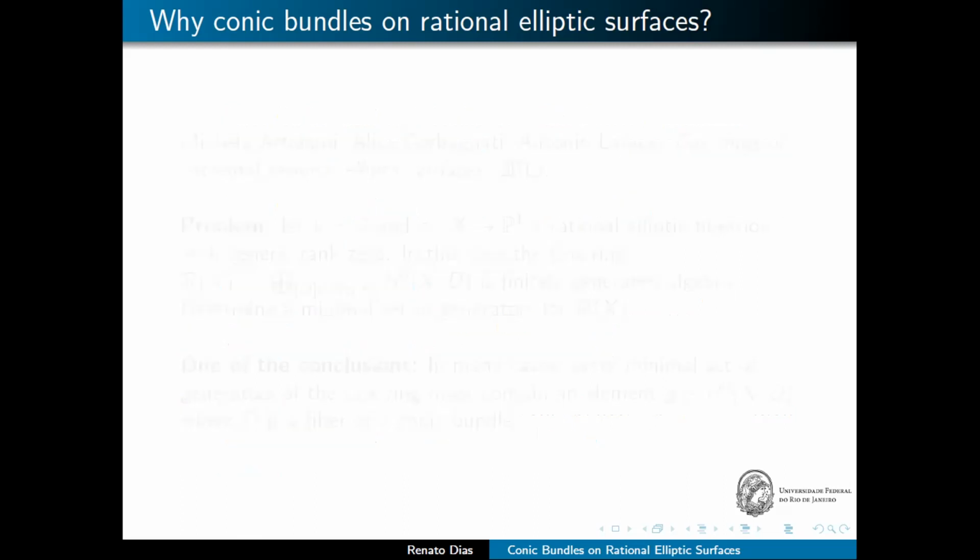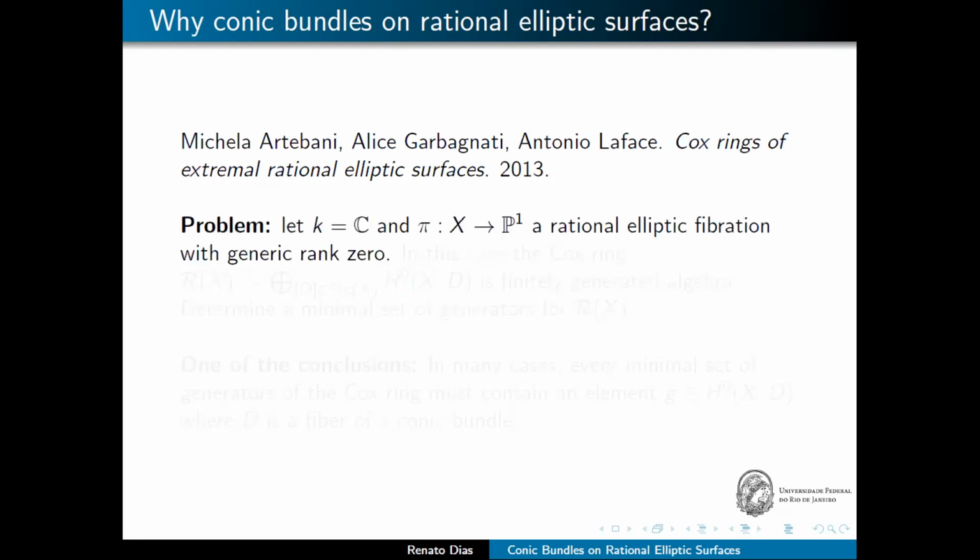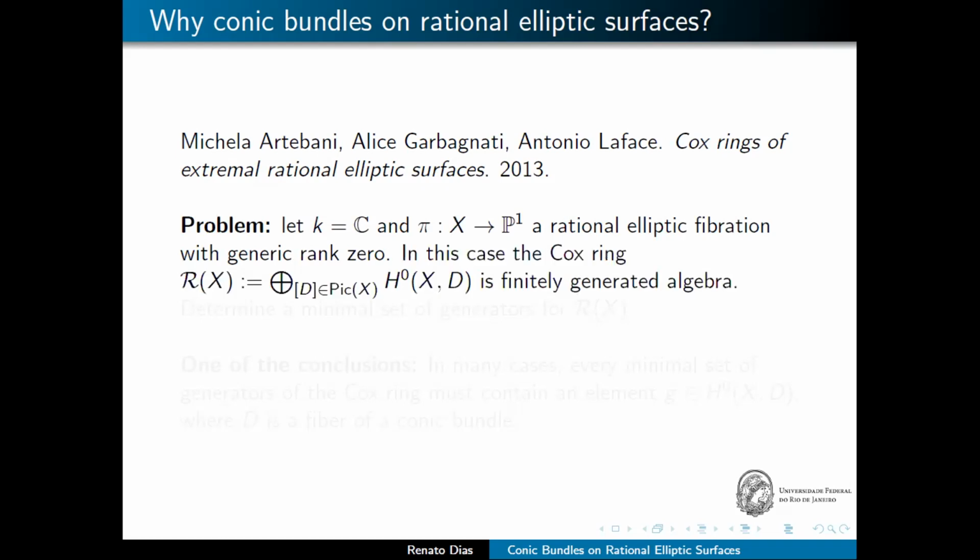And there's also another article which was important for me, by Michela Artebani, Alice Garbagnati, and Antonio Laface, about Cox rings of extremal rational elliptic surfaces. So the problem is, here K is C, the complex numbers, and we have a rational elliptic fibration with rank 0. Extremal rational elliptic surfaces means the generic rank is 0. So in this case, the Cox ring, which is the algebra generated by these vector spaces, is a finitely generated algebra. So they're interested in determining a minimal set of generators for this Cox ring.